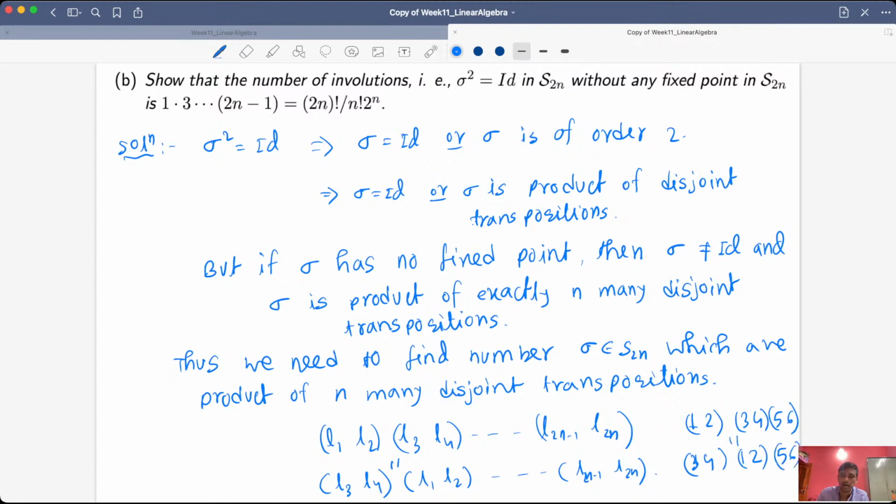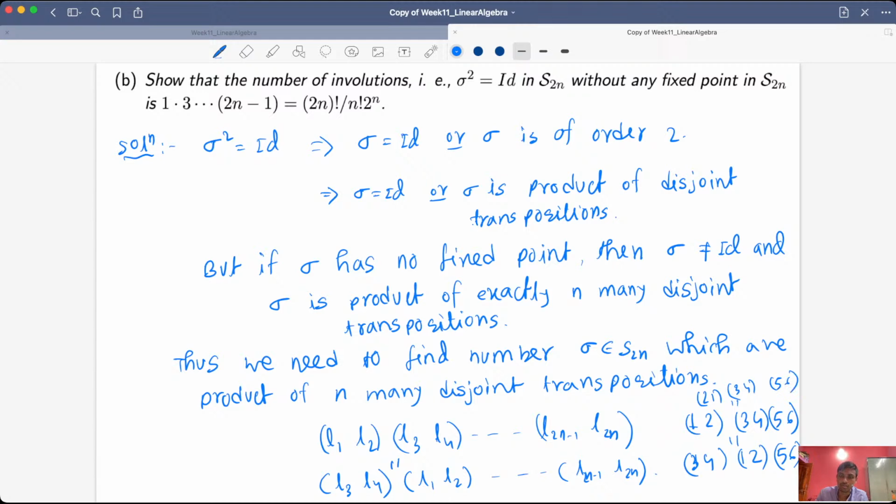So I can permute the transpositions in between in 3 factorial many ways. And also this is the same as 2, 1, 3, 4, 5, 6, right?